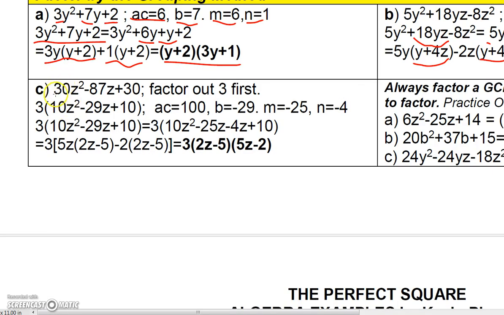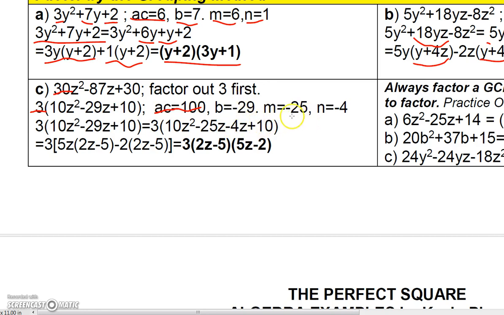Okay, always factor the common factor out first if you have one. So on this example, we can factor a 3 out of each term. So I'm going to factor the 3 out first. So you'll notice here I factored out the 3. And then I have 10z squared minus 29z plus 10. Now I can do 10 times 10, that gives me 100, so AC is 100. And then B is the middle term's coefficient, negative 29.